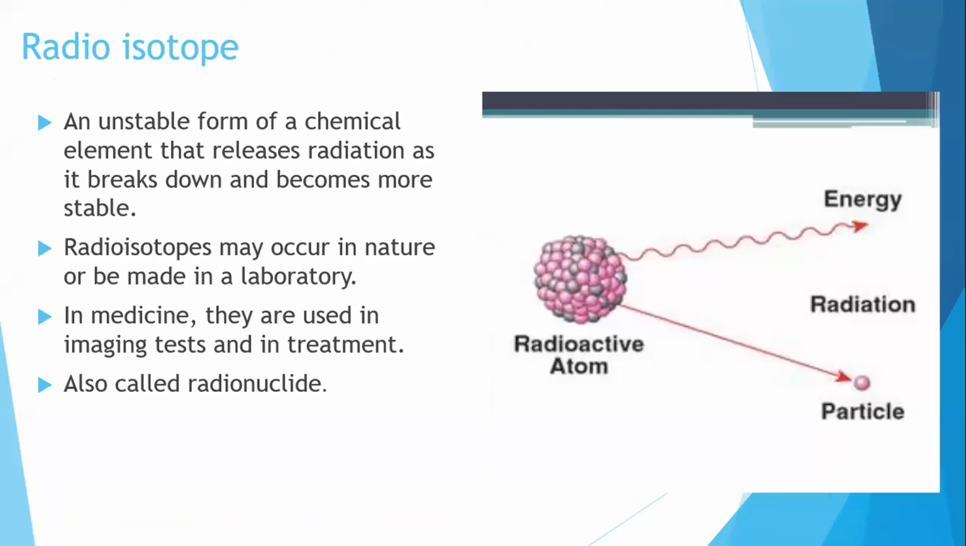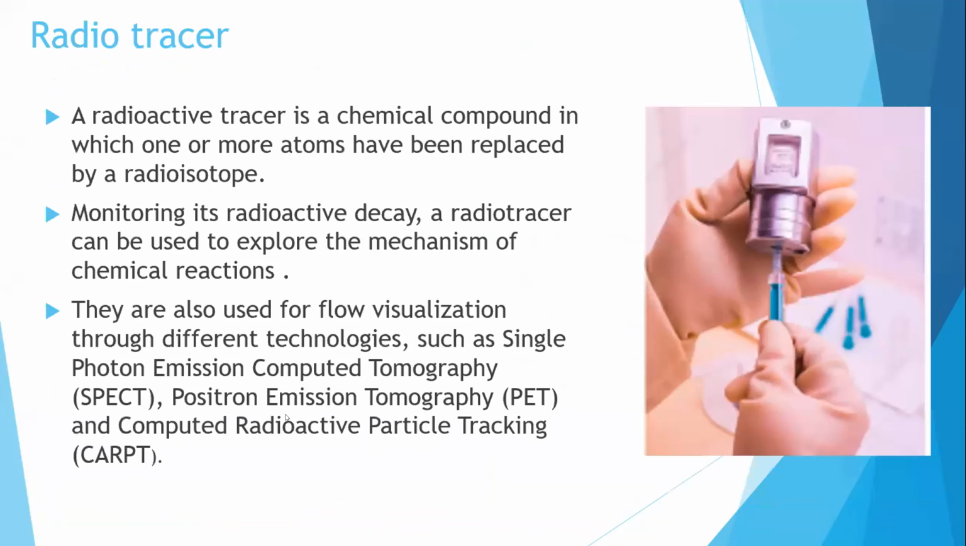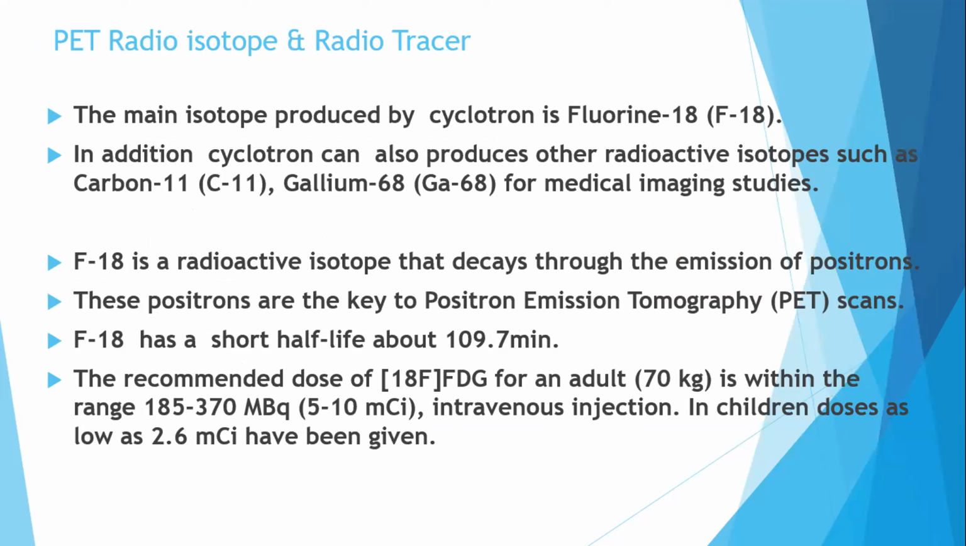A radioisotope is an unstable form of a chemical element that releases radiation as it breaks down and becomes more stable. It is also called radionuclide. A radioactive tracer is a chemical compound in which one or more atoms have been replaced by a radioisotope. The main isotope produced by the cyclotron is fluorine 18. In addition, the cyclotron can also produce other radioactive isotopes.